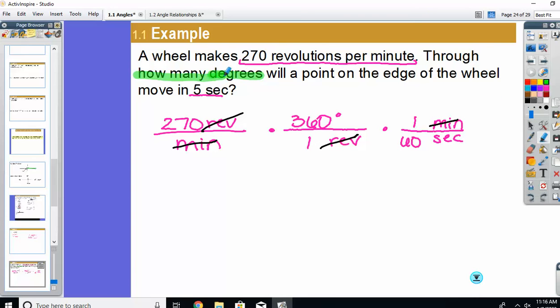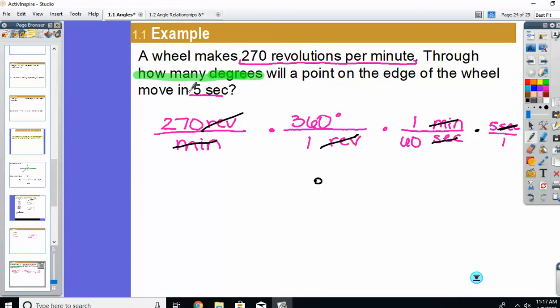My overall question is just how many degrees. So I don't want degrees per second. I just want degrees. The other information is we have 5 seconds, so I'm just going to take this times 5 seconds, and I'm just going to say over 1. And that will cancel my seconds. So now we're just going to work through this. My only unit left is degrees, so my final answer will be degrees.